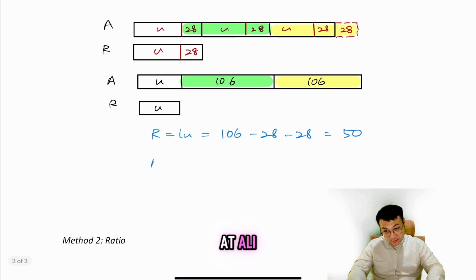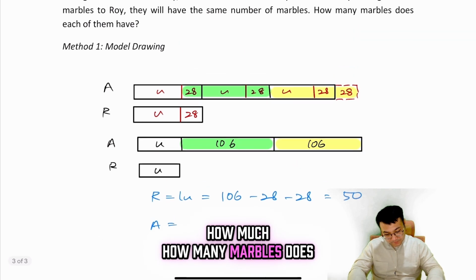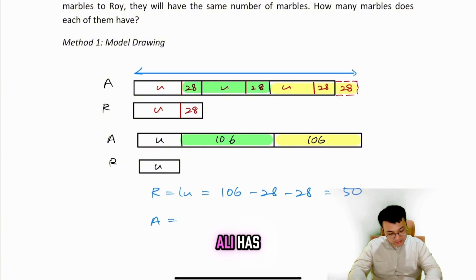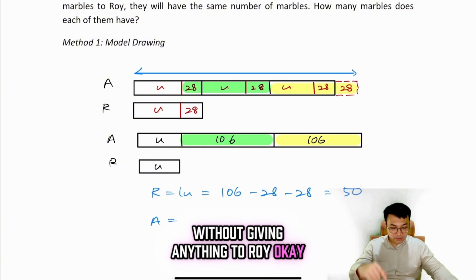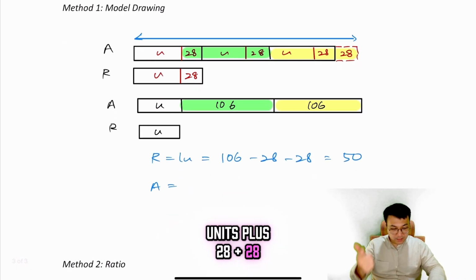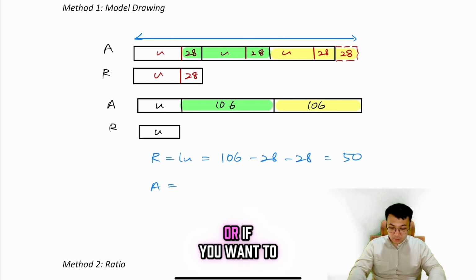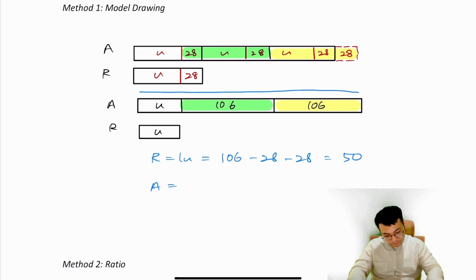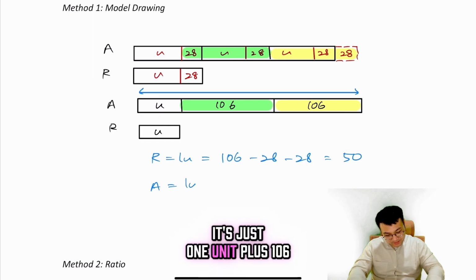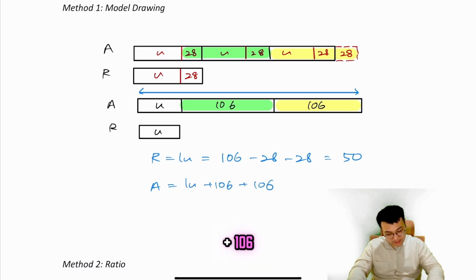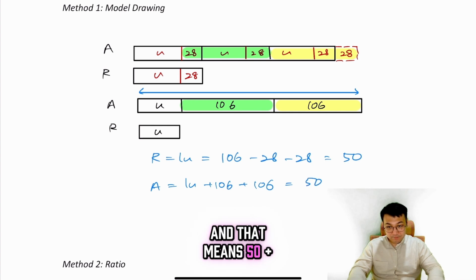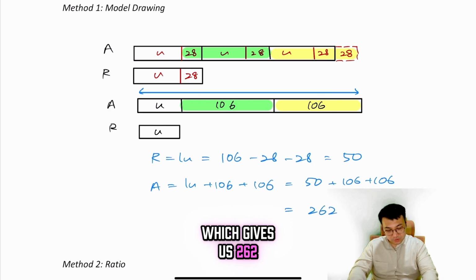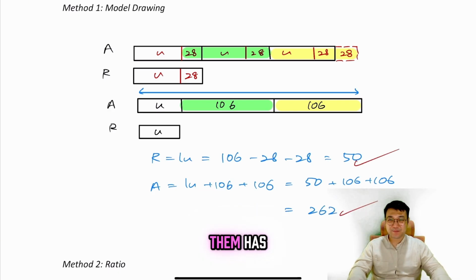And we have found Roy. Now let's take a look at Ali. How many marbles does Ali have? This is the amount of marbles Ali has without giving anything to Roy. Okay? So that will be 3 units plus 28 plus 28 plus 28 plus 28. Or, if you want to make it more simple for yourself, look at this model. It's just 1 unit plus 106 plus 106. And that means 50 plus 106 plus 106, which gives us 262. So now we have found how many marbles each of them has.